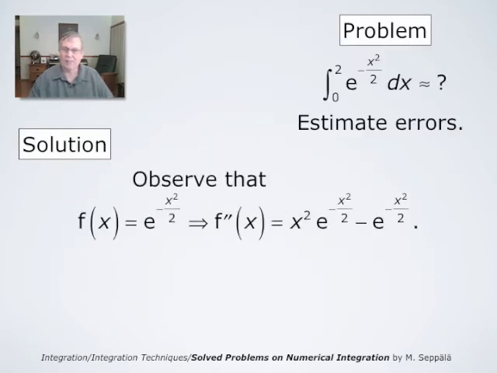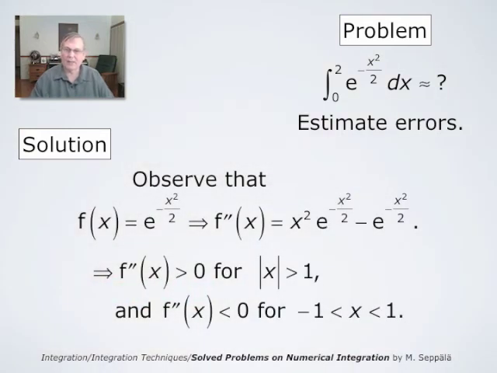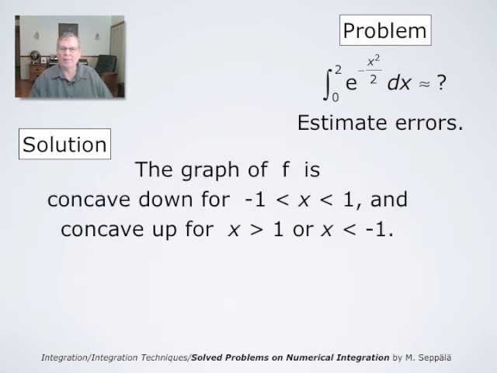So we observe that the function f, which was e to the negative x squared over 2, we differentiate it twice. We get that the second derivative is x squared times e to the negative x squared over 2 minus e to the negative x squared over 2. And this is positive when the absolute value of x is larger than 1, and negative when the absolute value of x is less than 1. It is 0 when x is 1 or negative 1. So we conclude that the graph is concave down when x is between -1 and 1, and concave up when x is larger than 1 or less than -1.